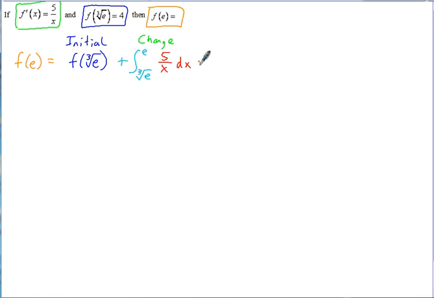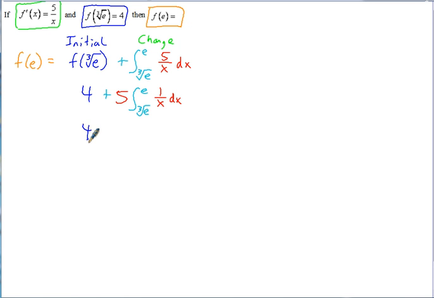So let's work out what we have here. f of the cube root of e, they tell you is 4. Plus, to make this easier to figure, you can pull out the constant of 5. And then we just have an integral from the cube root of e to e of 1 over x dx. This one already fits our formula. Notice it doesn't require U-substitution at all.